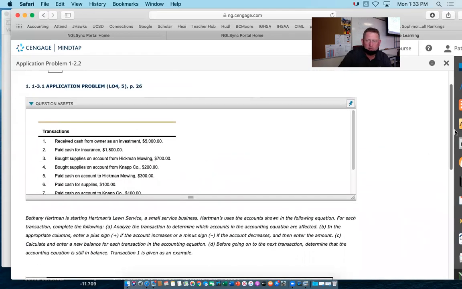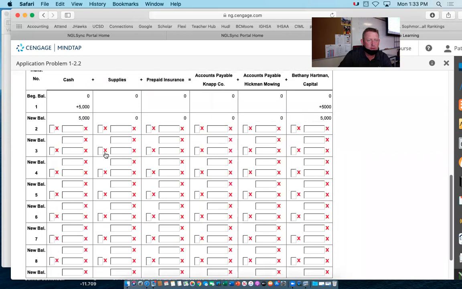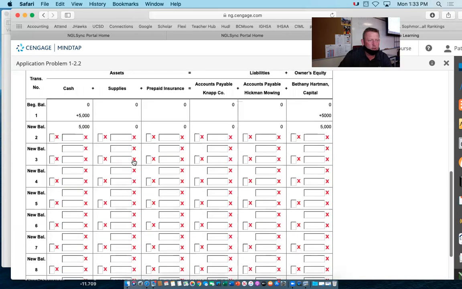Second one, paid cash for insurance, $1,800. Okay, so what two accounts are being affected?